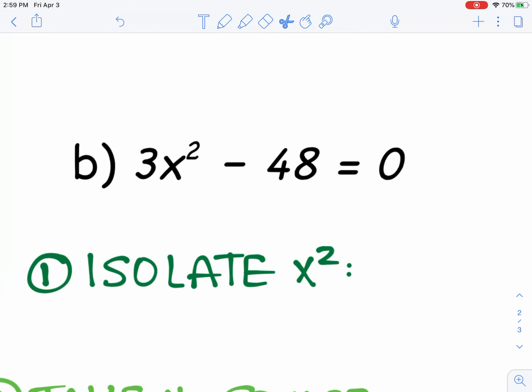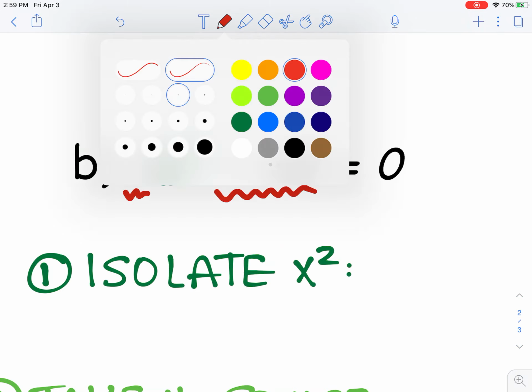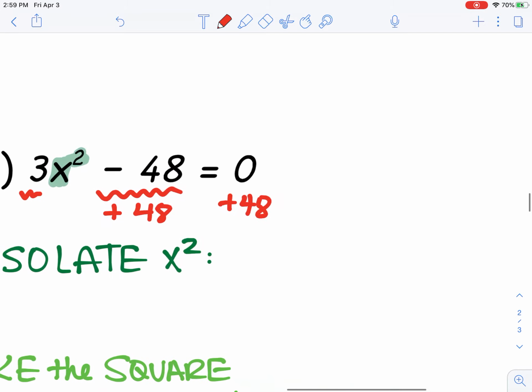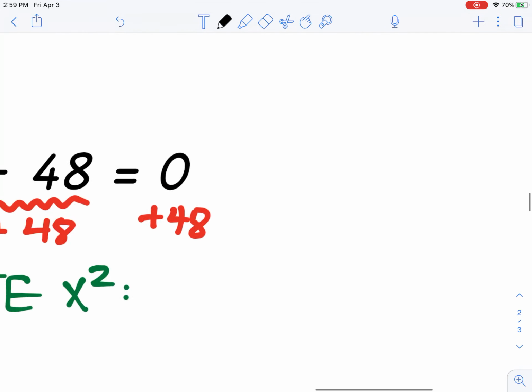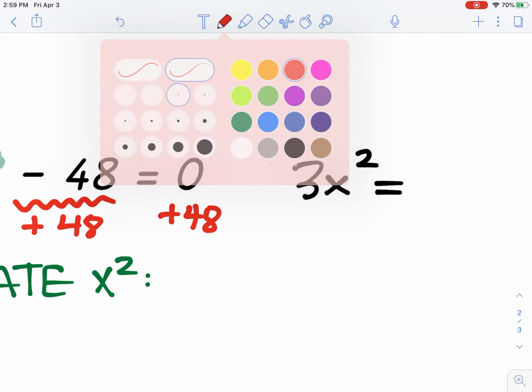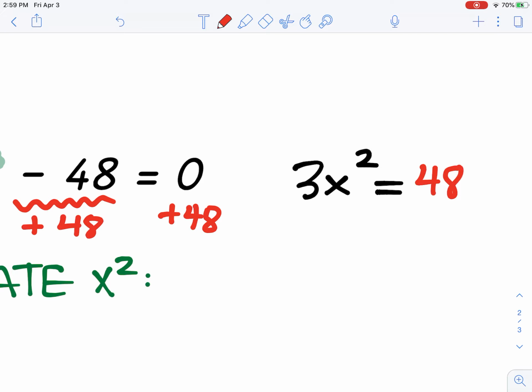So first step, to isolate. Now in this one, we actually have some steps to do. So this is the part that we want to get by itself, which means I need to move this negative 48 and I need to move this 3. By order of operations, we kind of almost do it in reverse. We want to move this 48 first. So I'm going to add 48 to the other side. That should give us 3x squared equals 48.